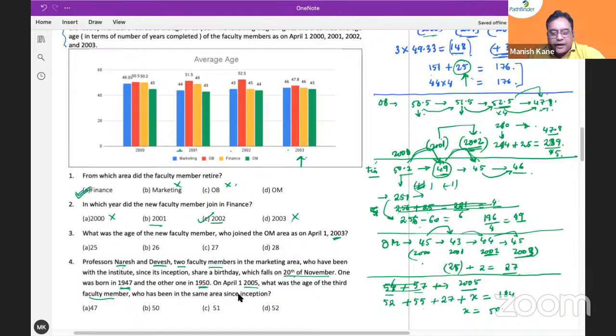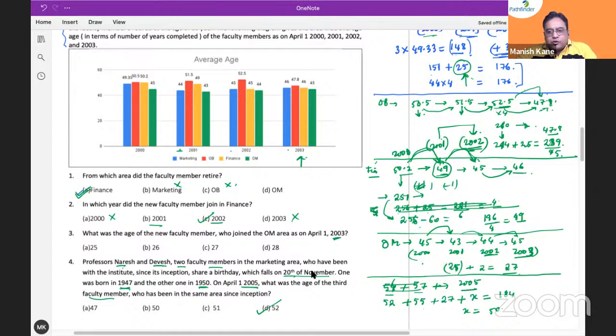What will the age be in 2005? It should be 2 more than 50. That is 52. So this is the final age of the remaining professor of marketing.